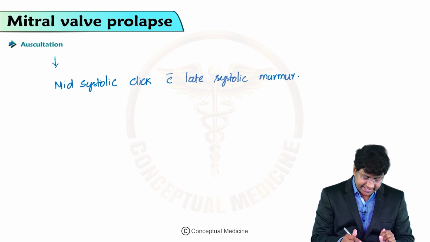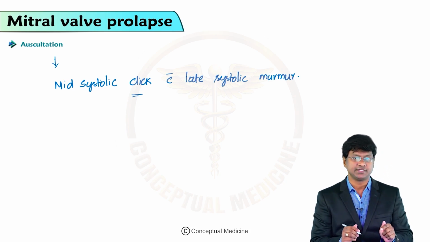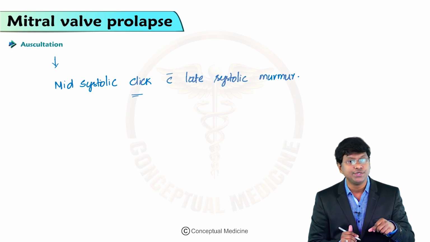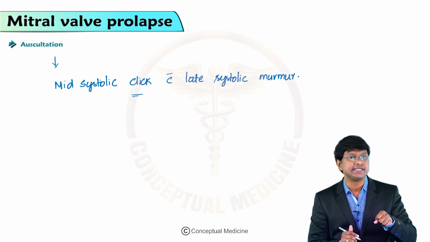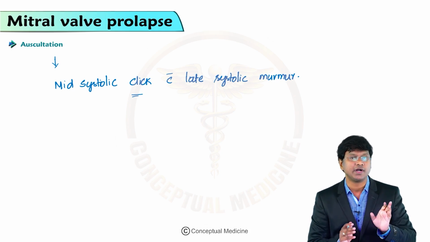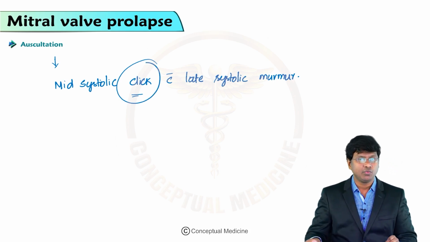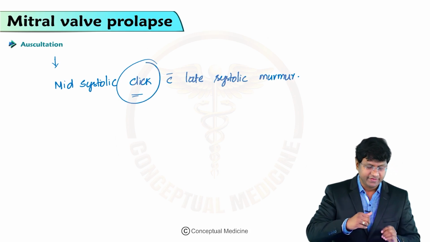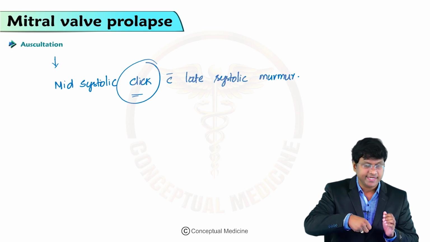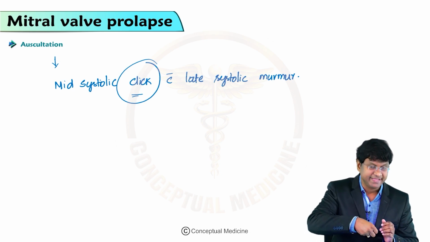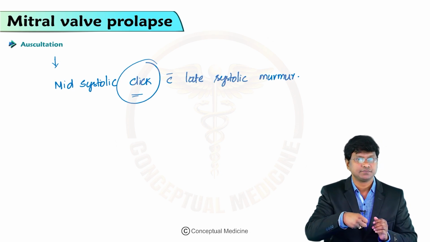Okay, and it is not an ejection click. Ejection click you will have in aortic stenosis and pulmonary stenosis. Here it is the click due to sudden tensing of the chordae tendineae. Actually, I'll explain about the click. Now, why does the click occur? Whenever the mitral valve is prolapsing, the chordae tendineae are being pulled. So the chordae tendineae are maximally tensed, maximally stretched.